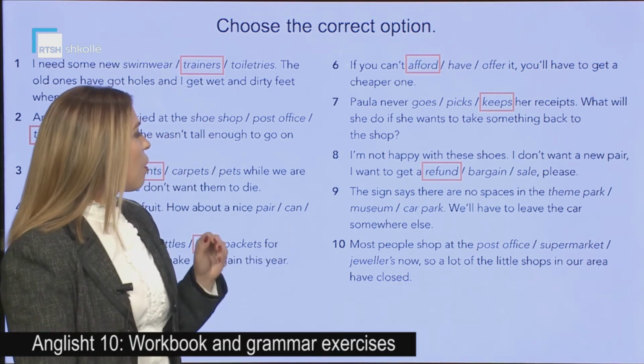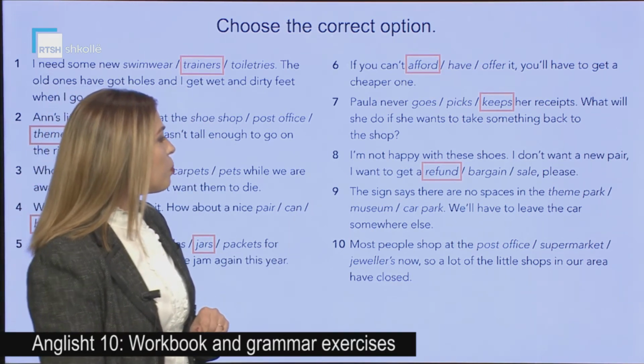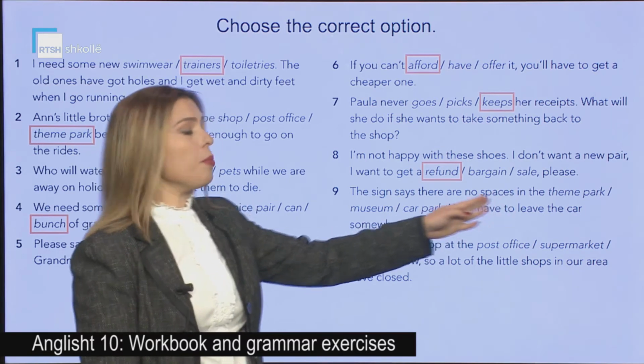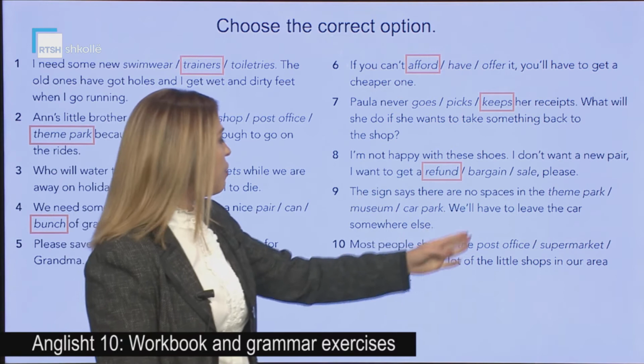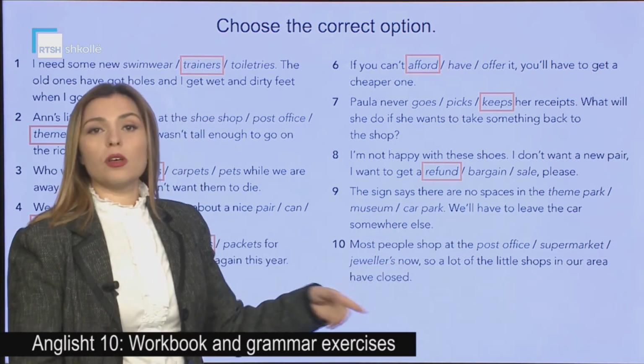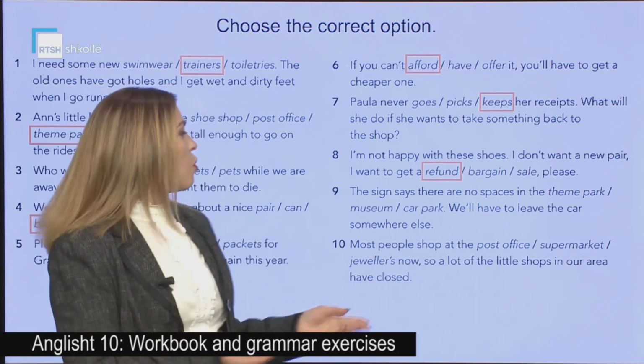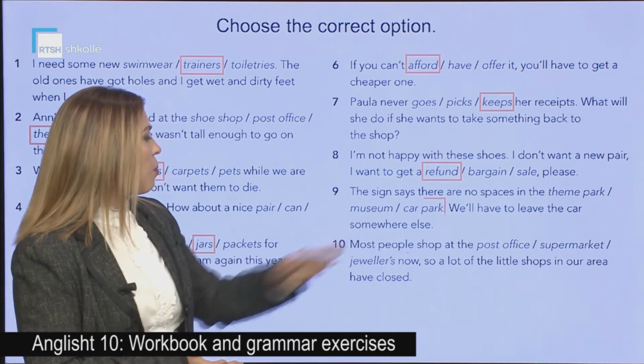Number 9. The sign says there are no spaces in the theme park, in the museum, or in the car park. We'll have to leave the car somewhere else. Where do we leave the car? Of course, in the car park.